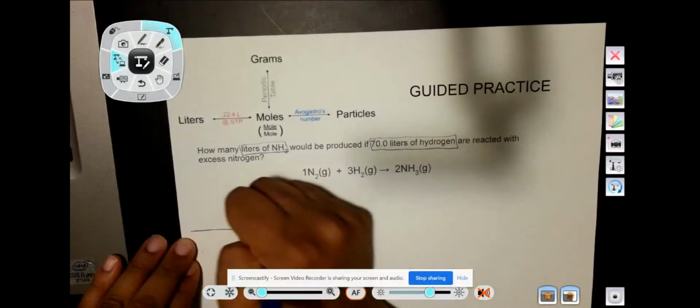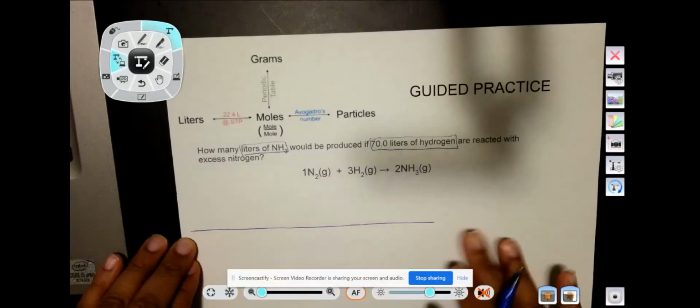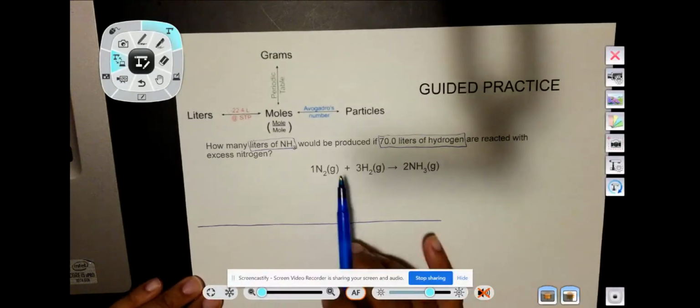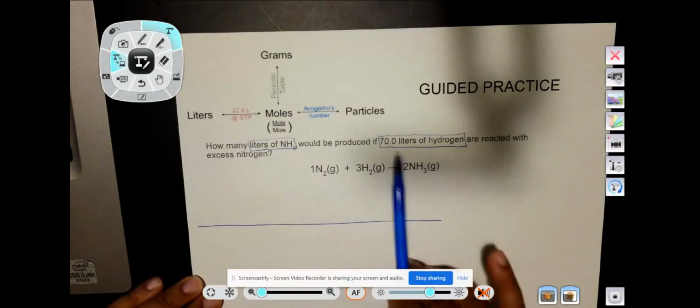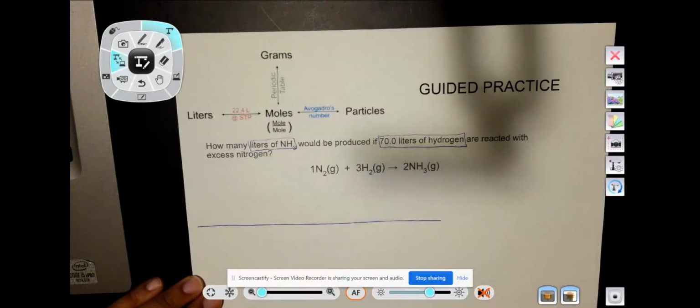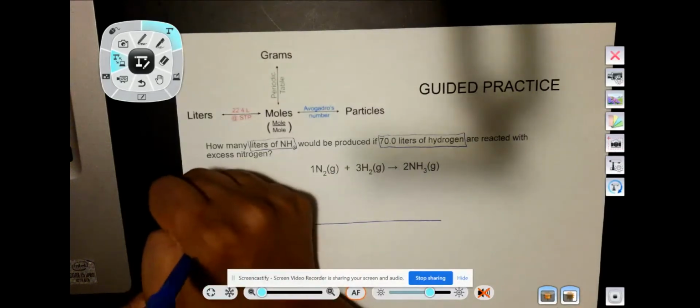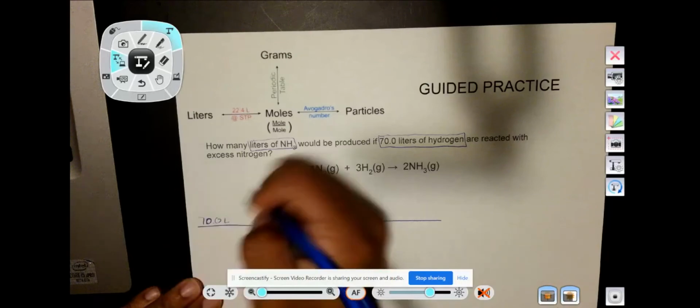We're going to come here. And like I said, I draw my line pretty long because it's going to be multiple steps. And then I'm going to bring my 70 liters here, and I'm going to bring this down. And so it's going to be 70 liters of hydrogen.